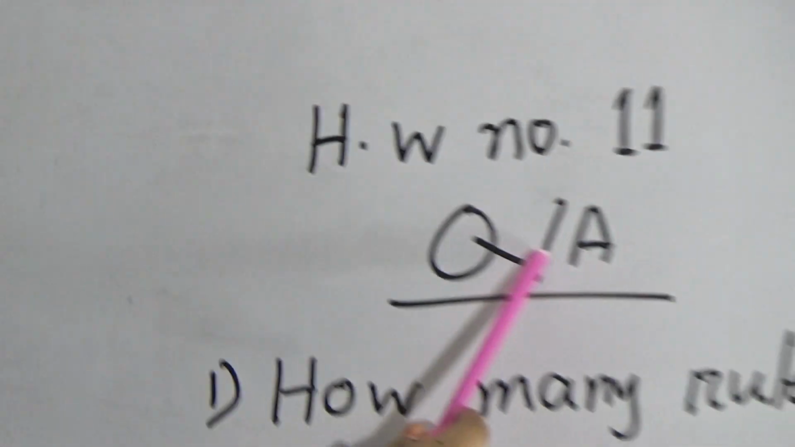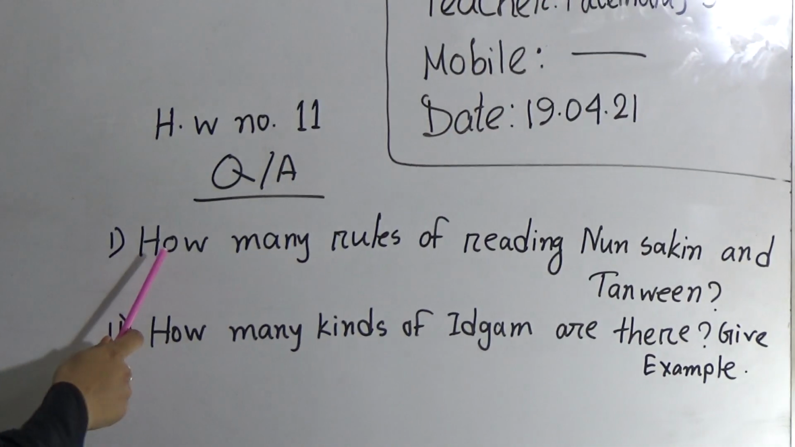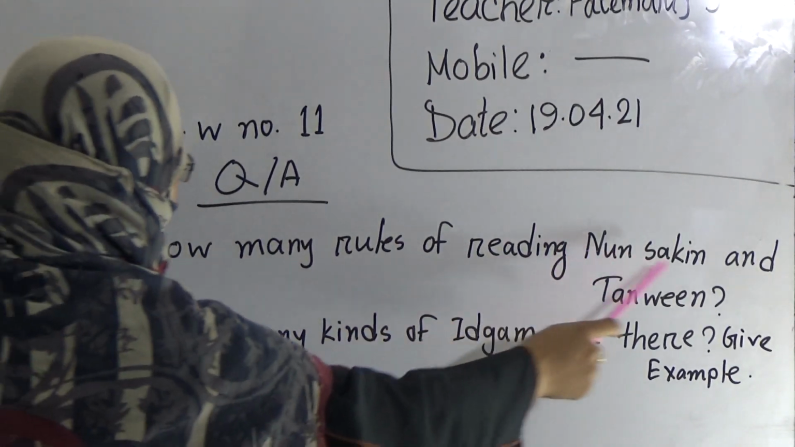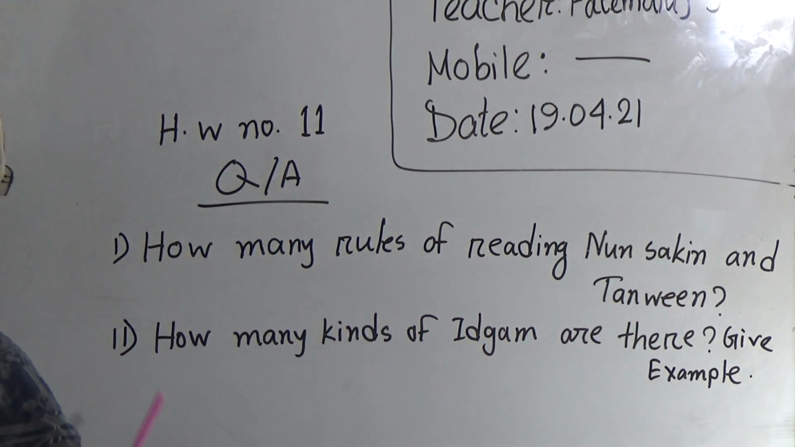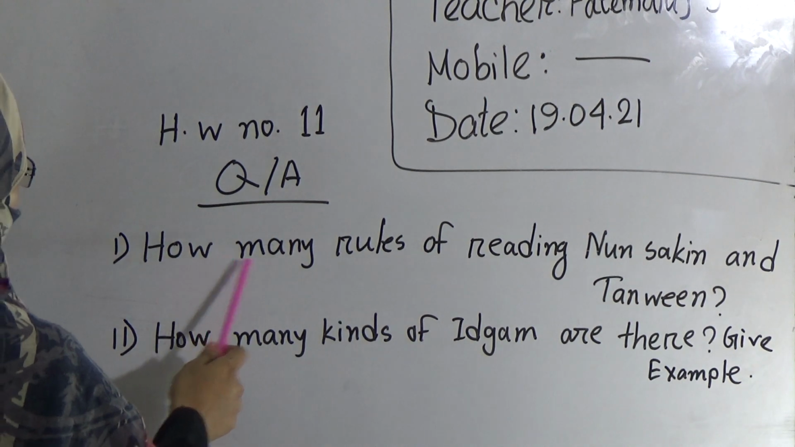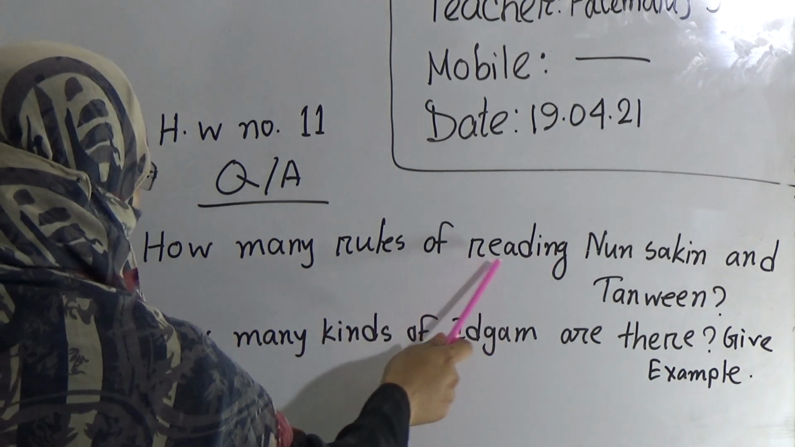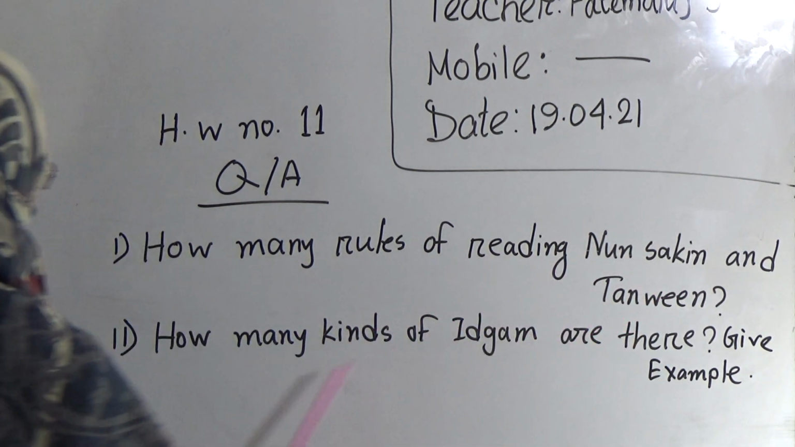Okay, dear students, now come to your HW. It is HW number 11. Question answer. You have to answer the question: How many rules of reading Nun Sakin and Tanween? I have said it. You will get the answer here from our lecture. You know it is 4.